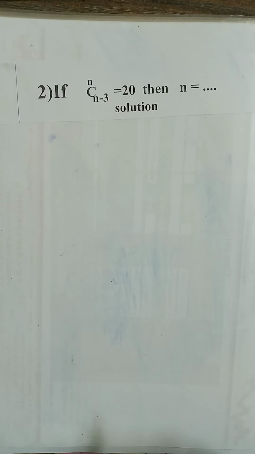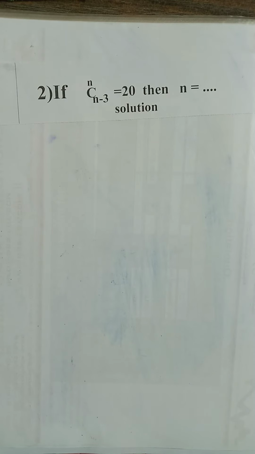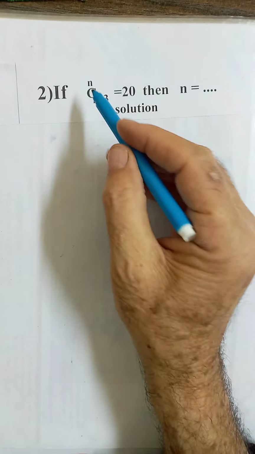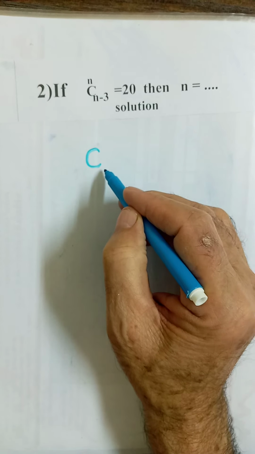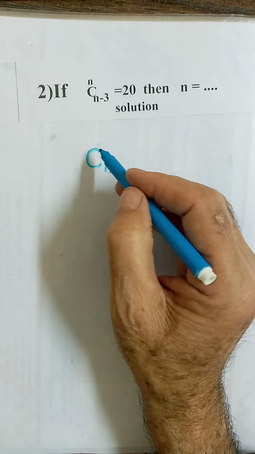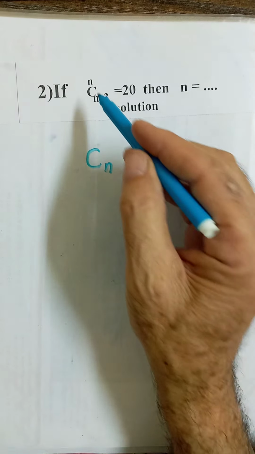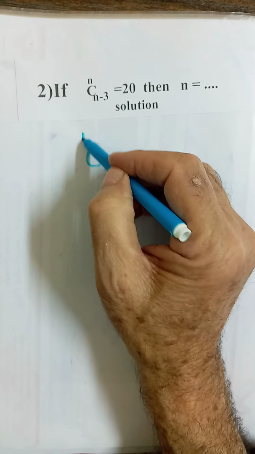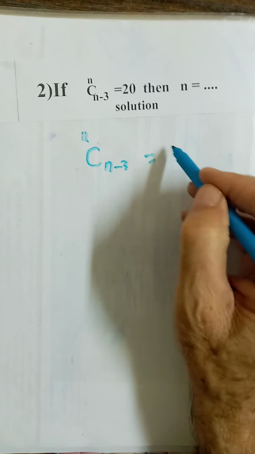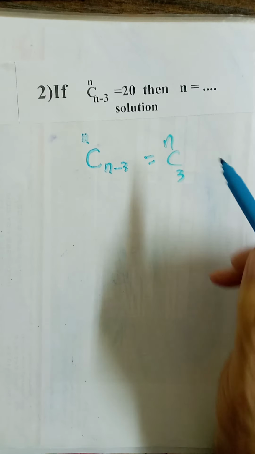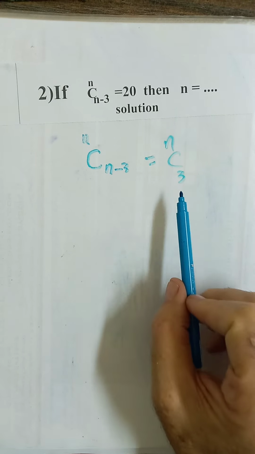Number 2. nCn minus 3 equals 20. Find the value of n. nCn minus 3 equals nC3, because n minus 3 plus 3 equals n.